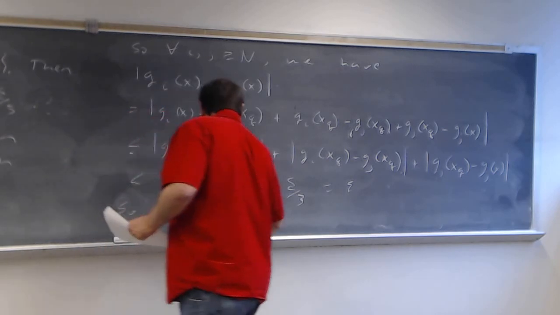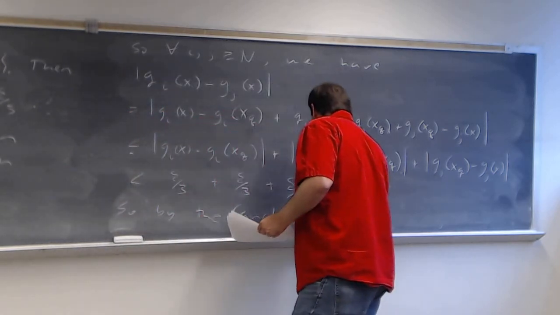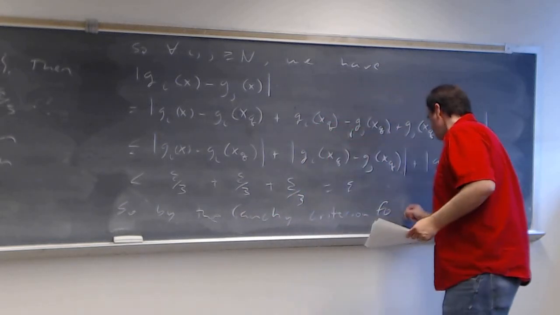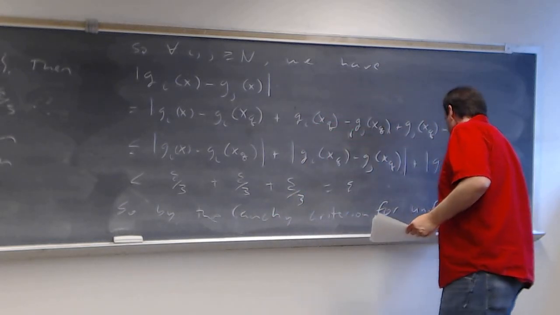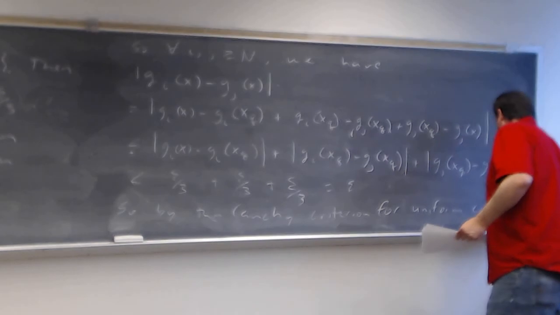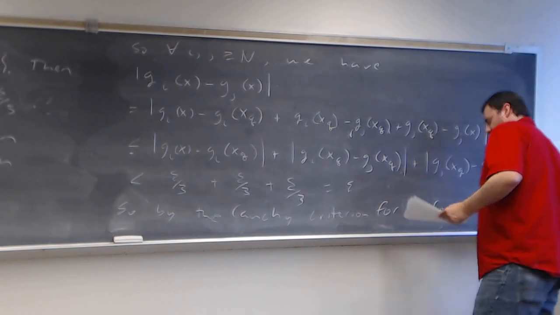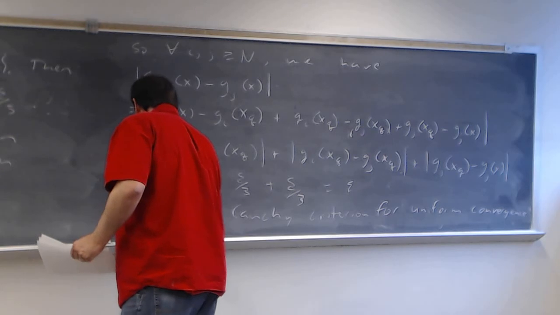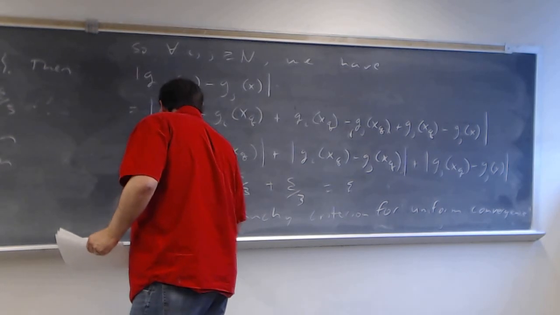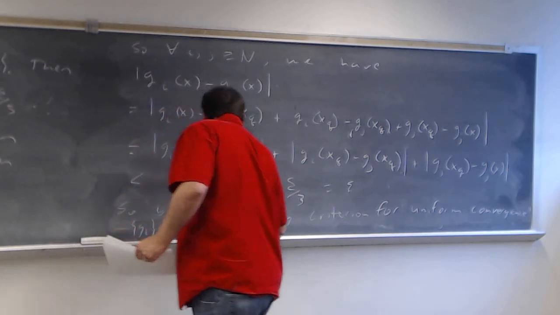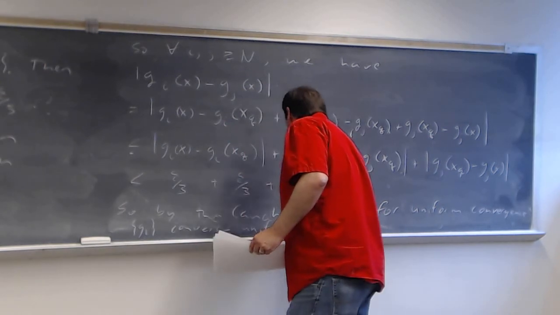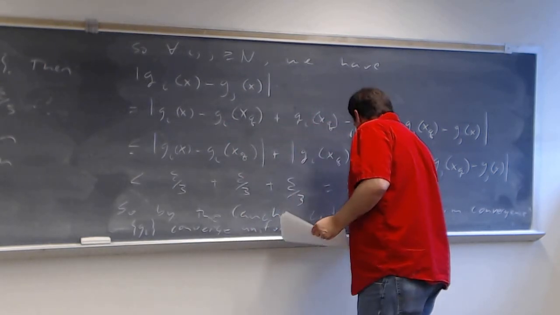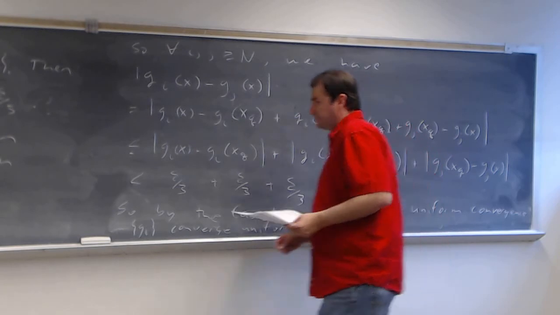And so what we have, by the Cauchy criterion for uniform convergence, that means the g sub i's, what we've shown is the g sub i's converge uniformly on K. And that's what we set out to prove for Part B.